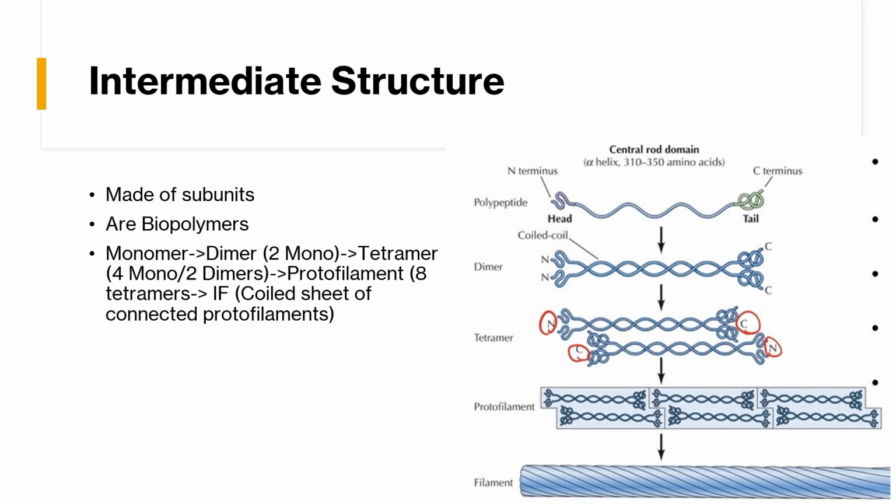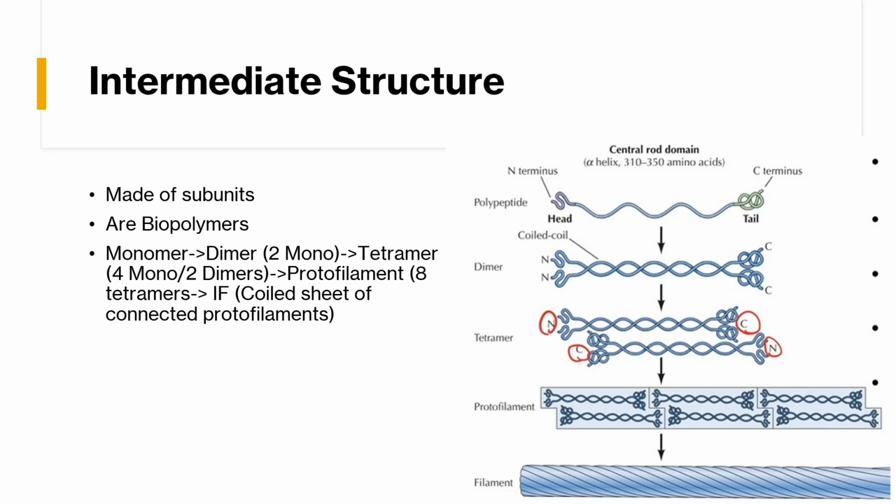The basic function and structure of an intermediate filament is that it's made of the monomer, which is a single polypeptide with the N terminus and the C terminus. Two monomers form a dimer, two dimers form a tetramer, and 8 tetramers form a protofilament. These protofilaments further coil with one another to form an intermediate filament.